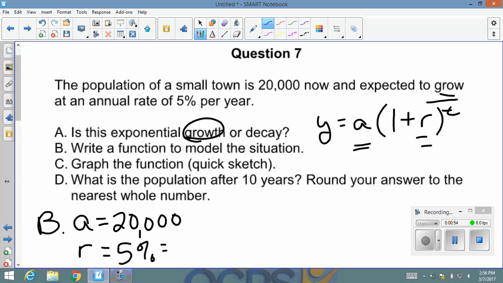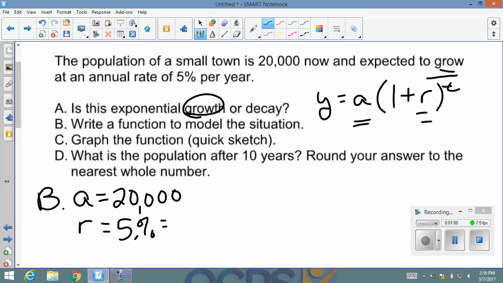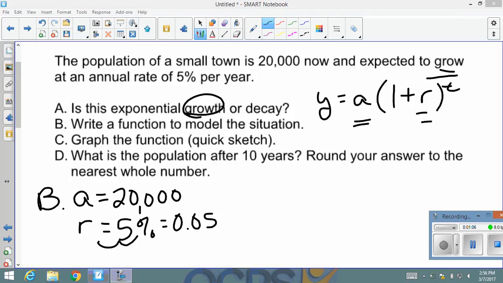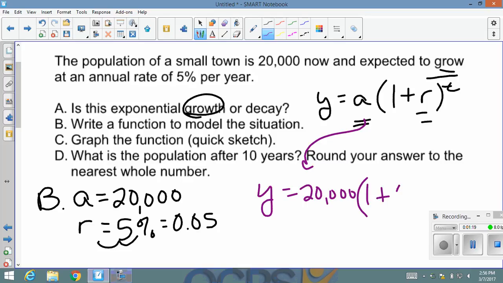Rate is easy to find. It's going to be the one with the percent. But don't forget, you need to make sure to write it as a decimal. So move that decimal to the left 2 places, so 0.05. So using my model, I'm going to replace A with 20,000. I'm going to replace R with 0.05. The y stays y and the t stays t.